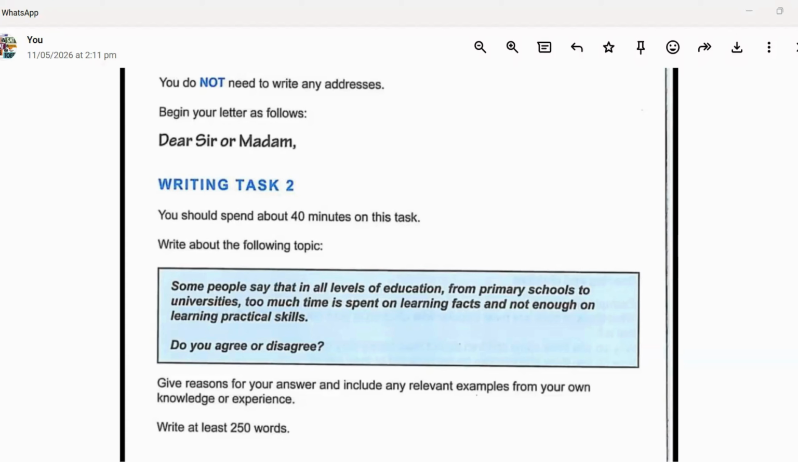So this is basically how you'll be graded. Number one, task achievement. Number two, lexical resource. Number three, coherence and cohesion. Number four, grammatical range and accuracy. Very, very important.